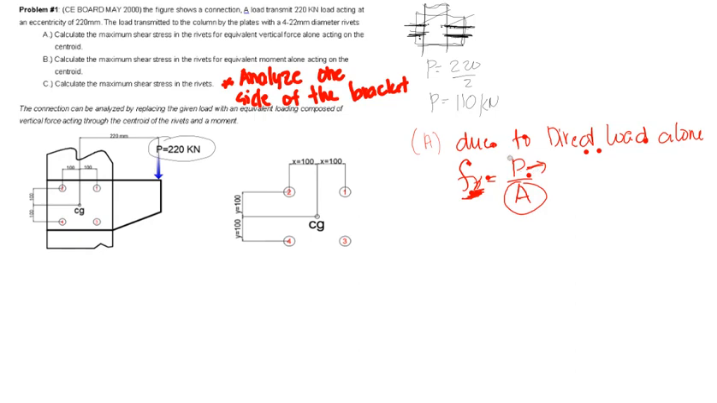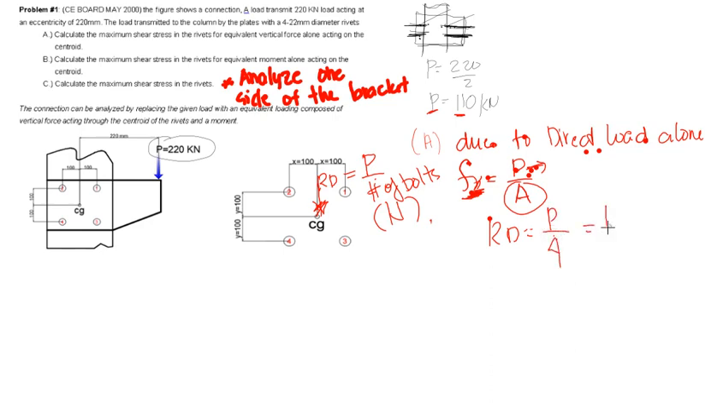The P that we will use is not the 110 kilonewton, because the 110 kilonewton is carried by the 4 bolts. So, to get the direct load, let's say here is our RD, our direct load, we divide the given P, the 110, since we analyze only one bracket, the load that is transmitted over the number of bolts, that is N. So, our RD, that is our P. So, the RD is equal to P over number of bolts, which is 4. So, our P is 110.